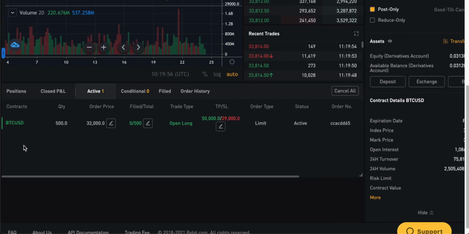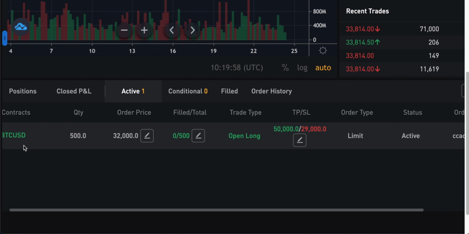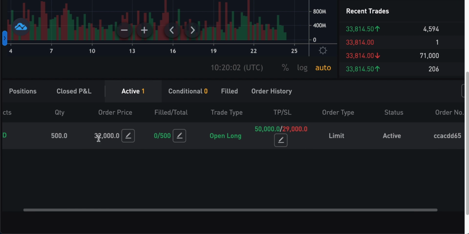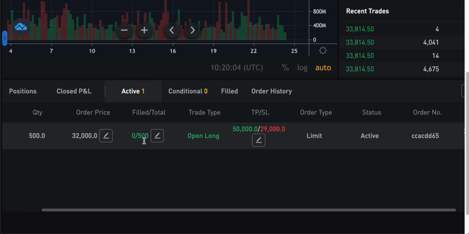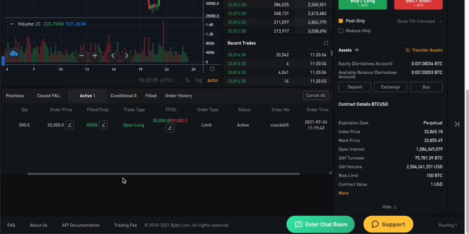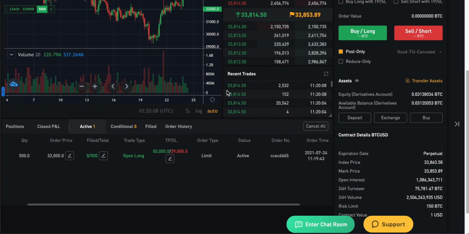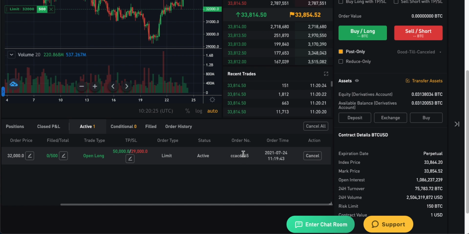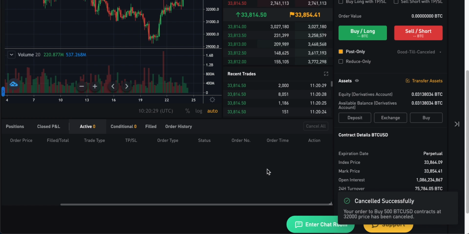And you can see that order has gone in successfully for us. So we have an active order right here. We have Bitcoin USD, our quantity, our order price, how many we've been filled. Obviously none out of 500 because our price is 32, which is way below the current market price. But we have a long right here, and then you can change your take profit and stop losses at any time. And if we do get filled, then that will be in our filled orders, of course. What you can do though, if you want to cancel that order, if it hasn't gone through, just press cancel. That'll be cancelled for you.